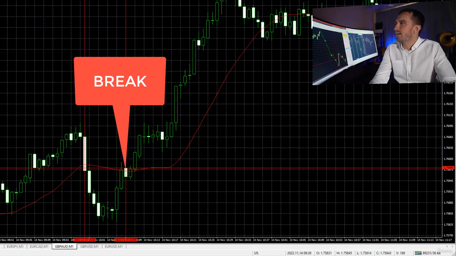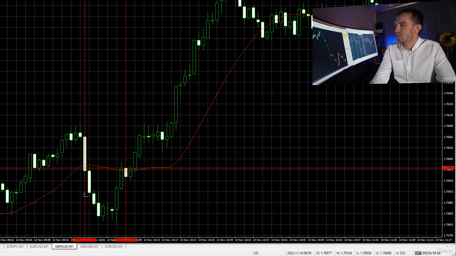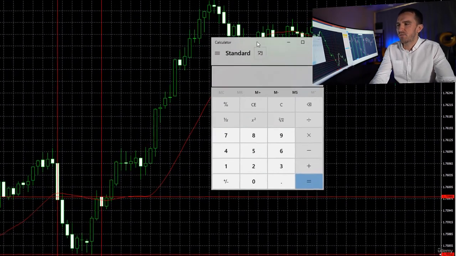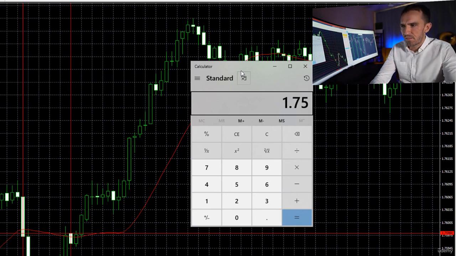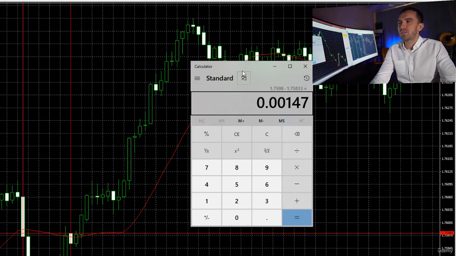And then I would take the lowest point the price reached for the day, for the trading session, and I grab the calculator and I calculate this distance. Alright, so to make it really precise, it is 175.98 minus 175.833, and that is a distance of 14 pips.